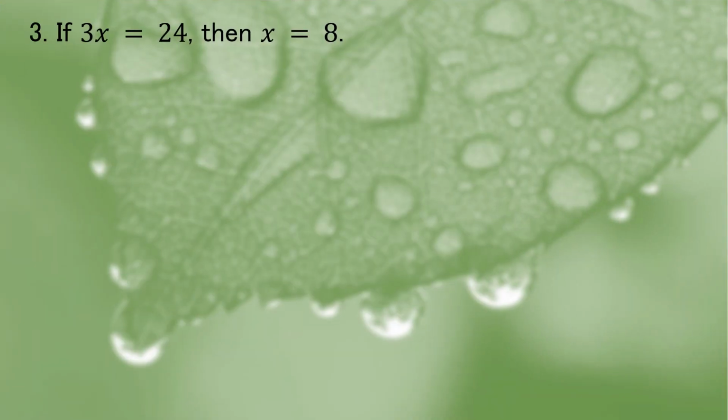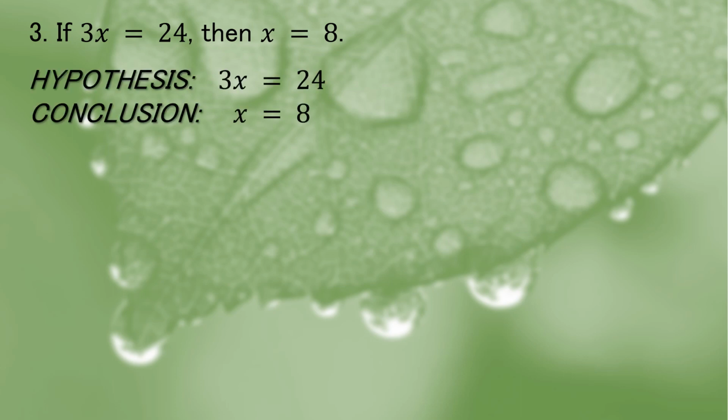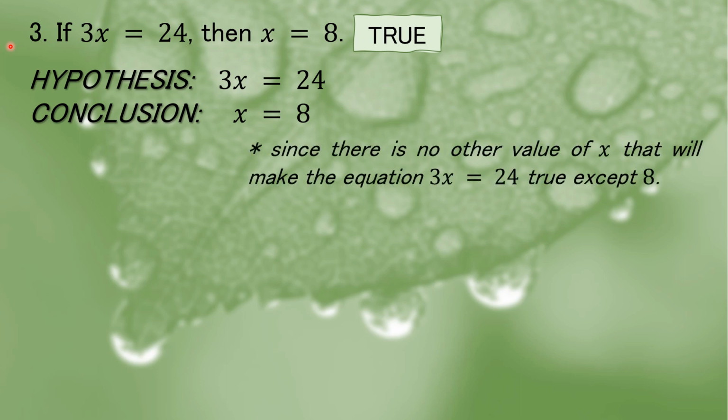Third example, if 3x equals 24, then x equals 8. Ang ating hypothesis dito ay 3x equals 24 at ang conclusion naman is x equals 8. Ang conditional statement na ito ay true. Bakit? Since there is no other value of x that will make the equation 3x equals 24 true except 8. So, ang tanging value ng x na kailangang i-multiply sa 3 para magkaroon ng product na 24 is 8 because 3 times 8 is 24. Therefore, this conditional statement is true.